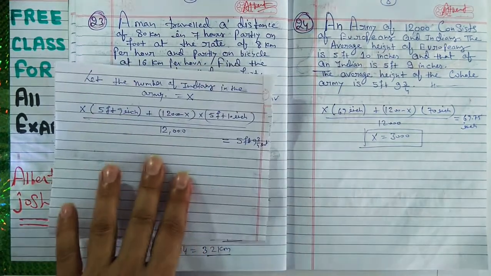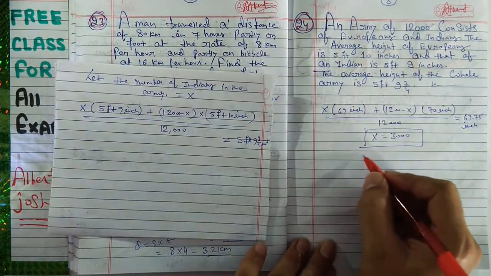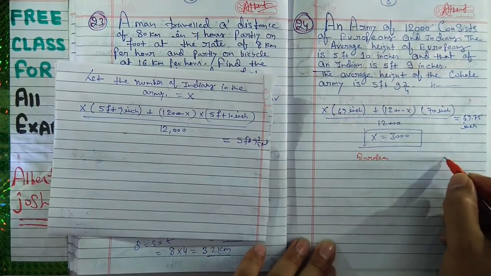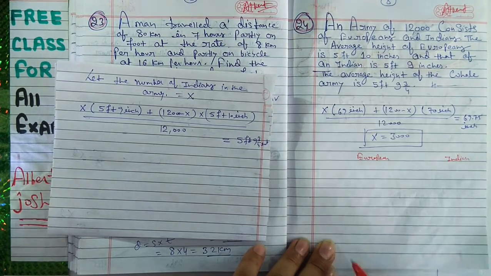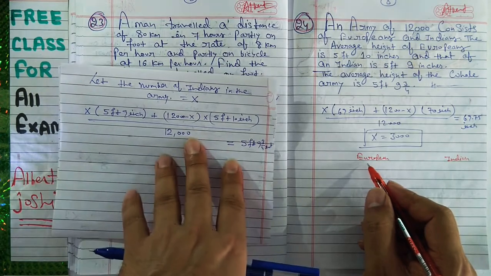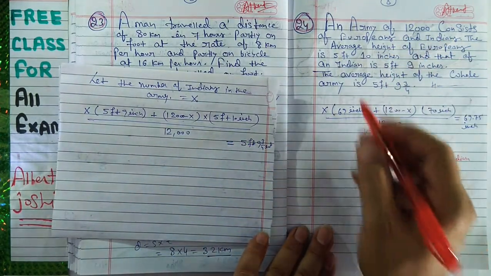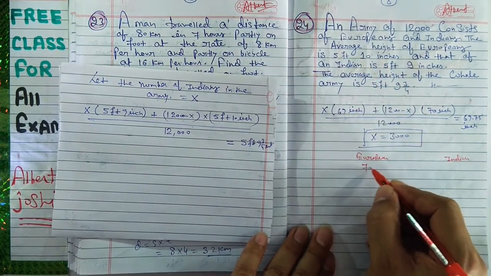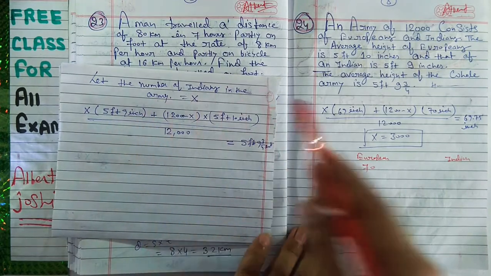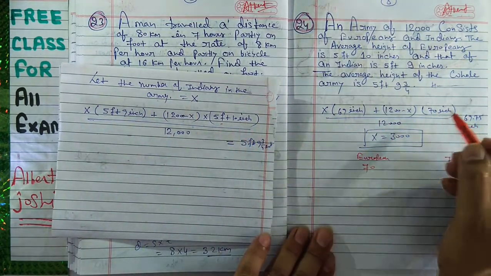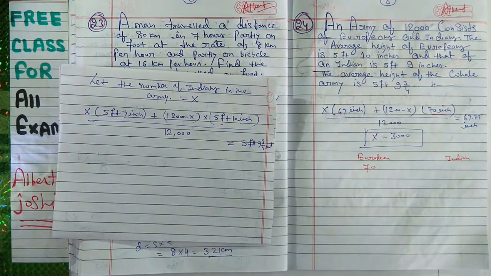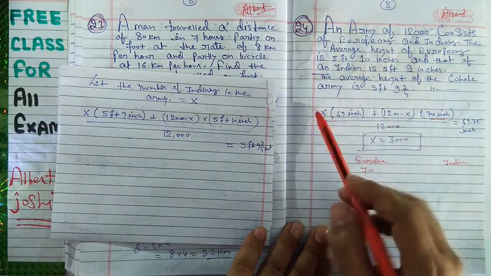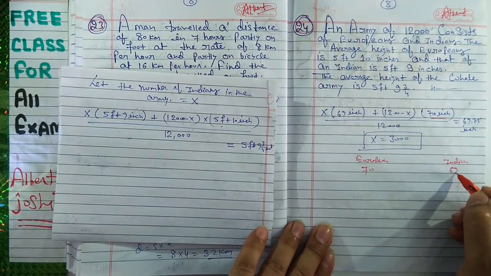And the second method, I will use the simple method, the alligation method. So in the alligation method, I will use European and Indian. The height of European is equal to 5 feet 10 inch, so that is in inch, 70. Already we have solved that 5 feet 10 inch is equal to 70 inch, and 5 feet 9 inch is equal to 69 inch.